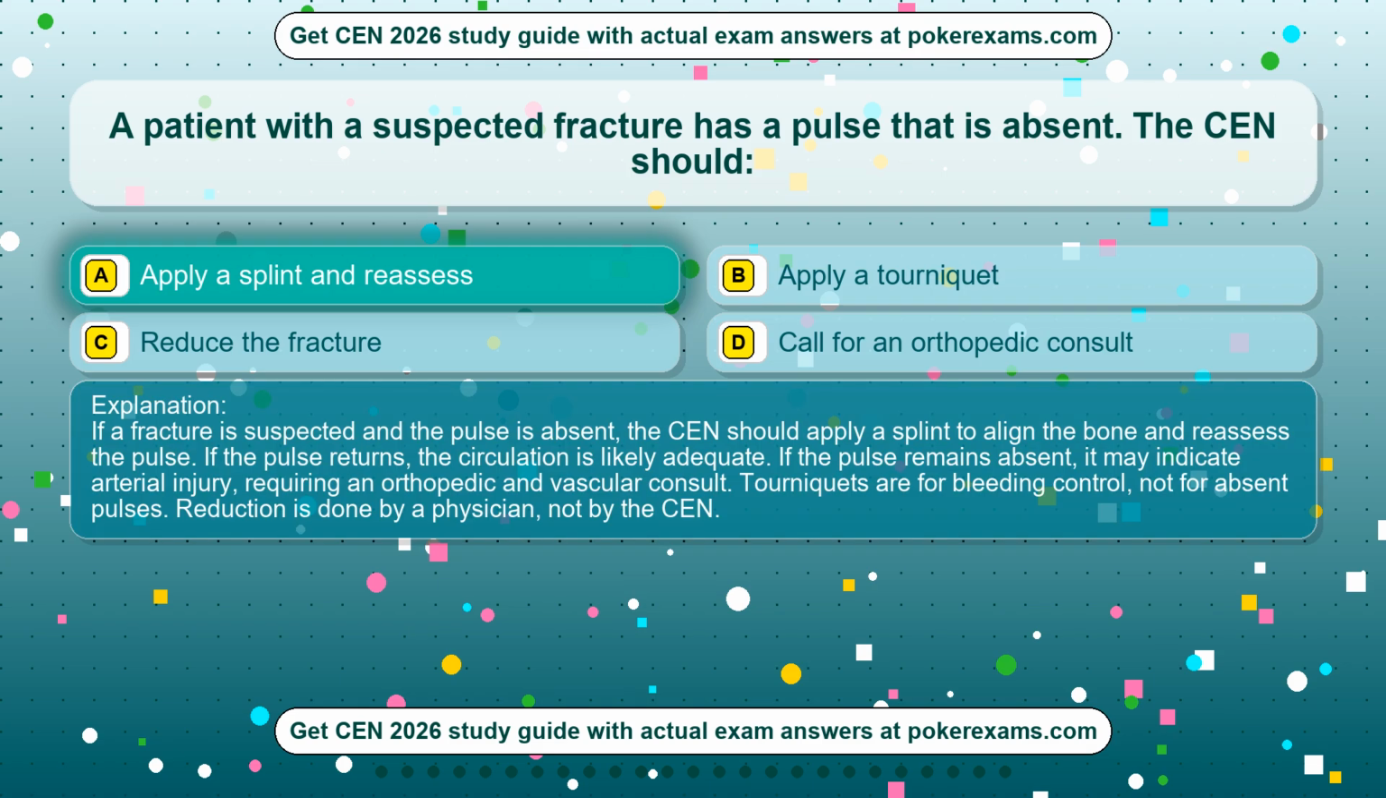If a fracture is suspected and the pulse is absent, the CEN should apply a splint to align the bone and reassess the pulse. If the pulse returns, the circulation is likely adequate. If the pulse remains absent, it may indicate arterial injury, requiring an orthopedic and vascular consult. Tourniquets are for bleeding control, not for absent pulses. Reduction is done by a physician, not by the CEN.